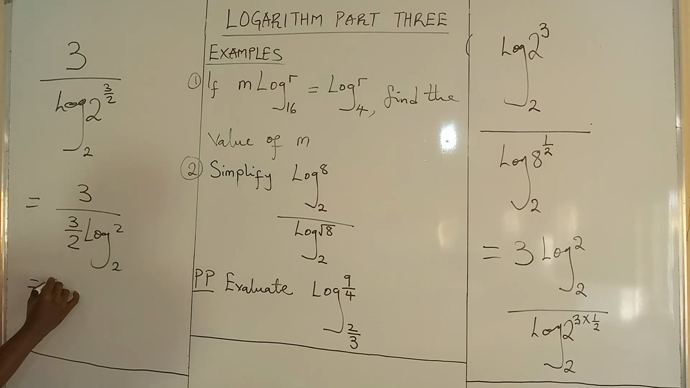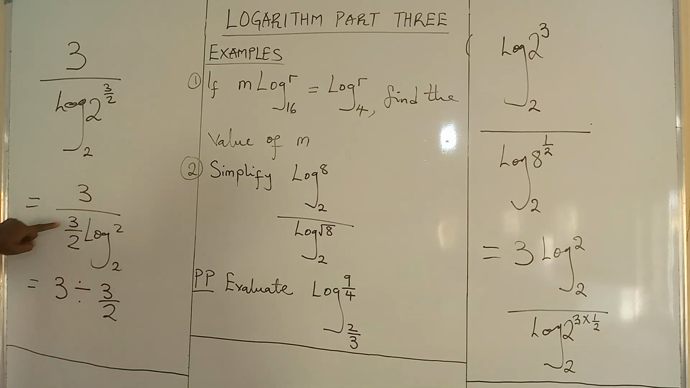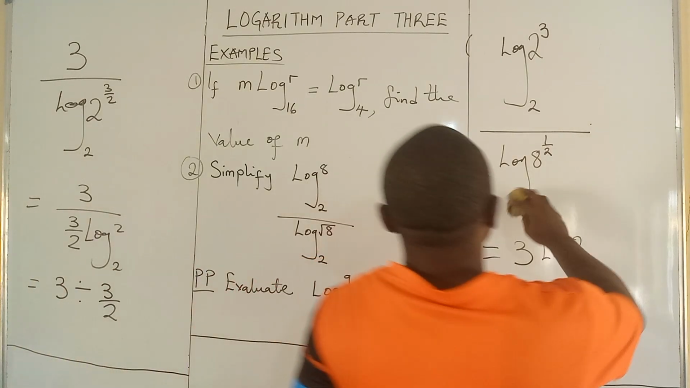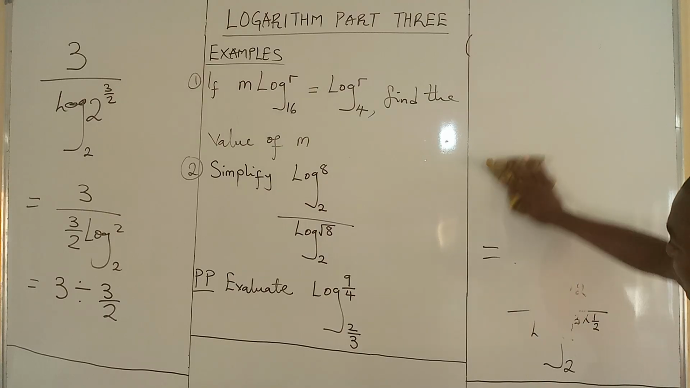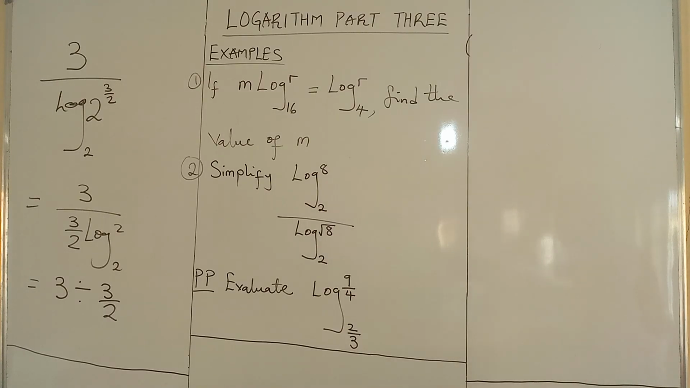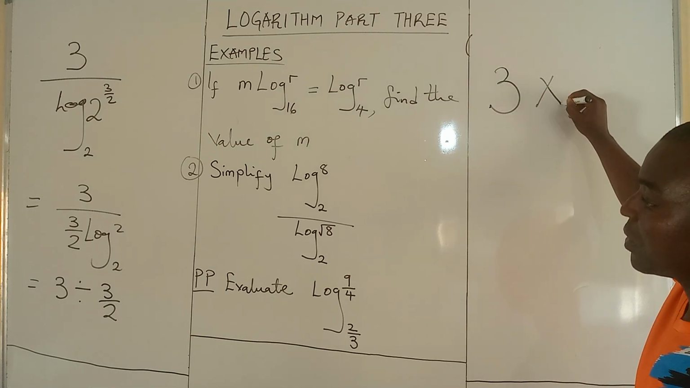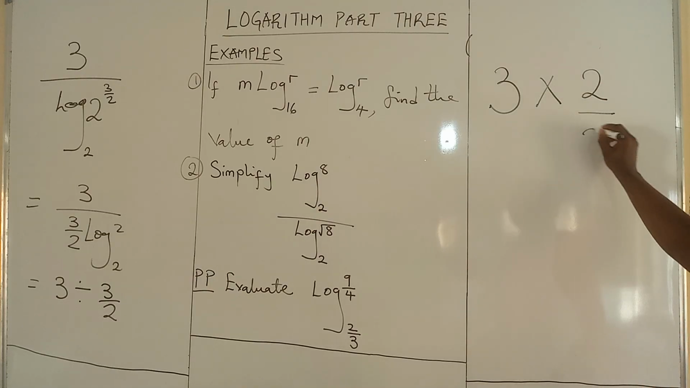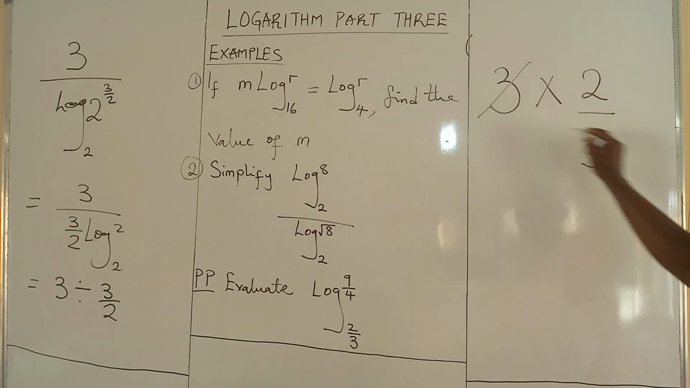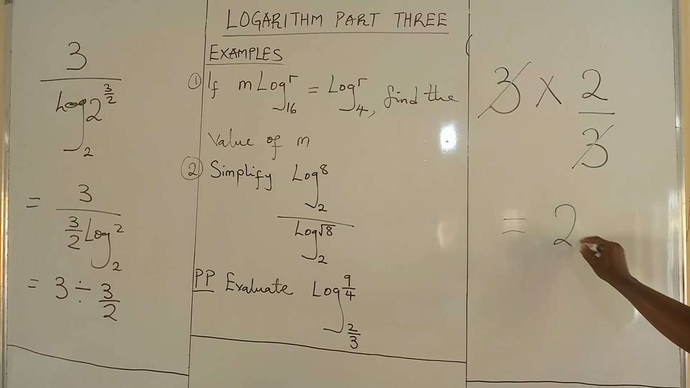So this is 3 divided by 3 over 2. That's what I'm having there. When you change that division sign to multiplication, you will now have 3 times 2 over 3. The 2 will go up and 3 will come down. So this 3 will cancel this 3, and the final answer is 2. So that is the answer to question number 2.